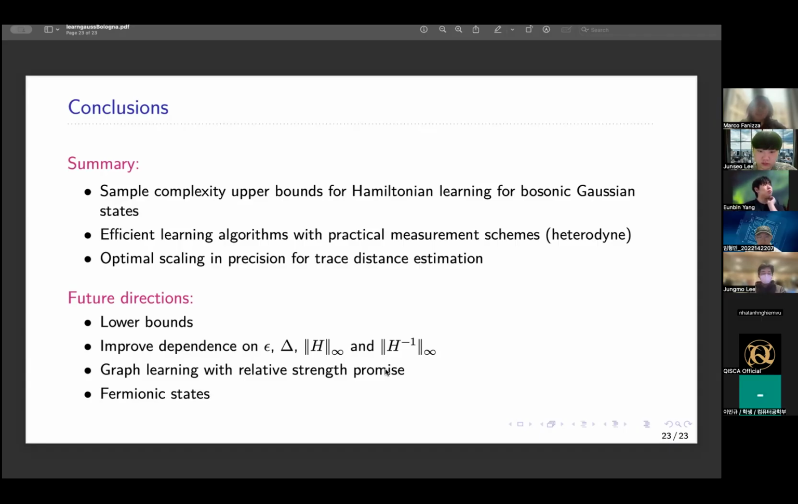As I said, improve the dependence on the other parameters, epsilon, delta, norm of H, norm of the inverse of H. Also, in the classical case, there are papers that deal with graph learning with relative strength promise rather than this additive threshold, and that would be very interesting to do also in the quantum case. And it should also be possible to adapt these techniques to study the fermionic case. And in fact, it's probably easier than the bosonic case. So that's also a very natural question to look at.